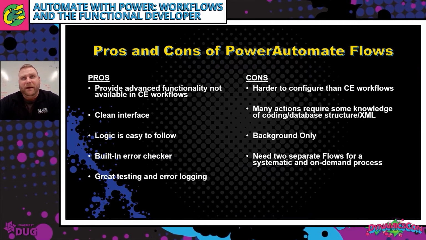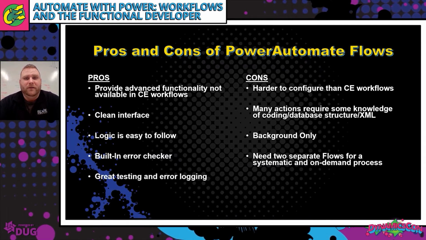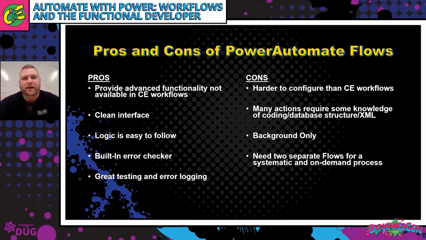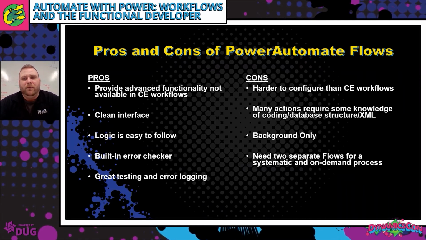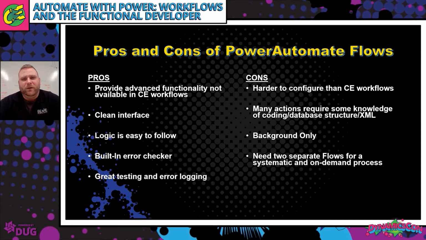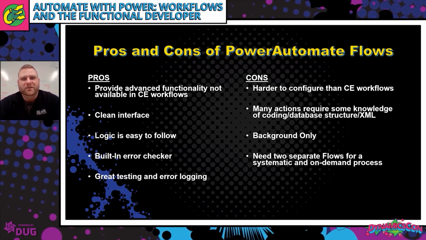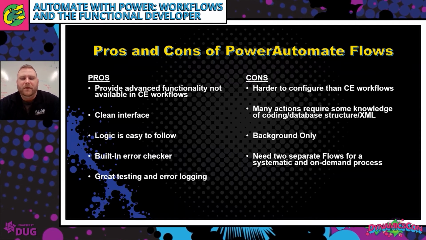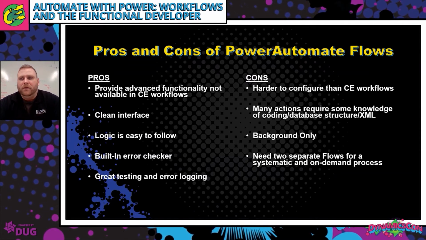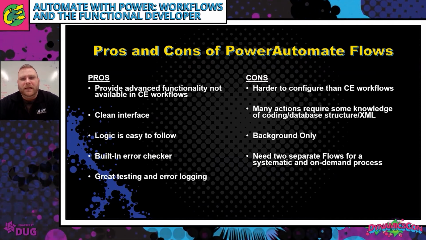Many of the actions inside of Power Automate do require some kind of knowledge of coding, database structure, or XML. Now, with the XML, you can usually get that. That's going to be used for filtering, setting up your conditions on what data should be pulled or what data should be transferred. If this, then that type stuff.